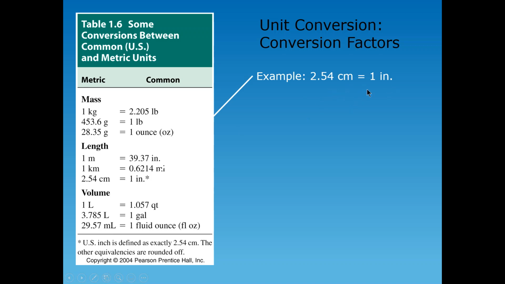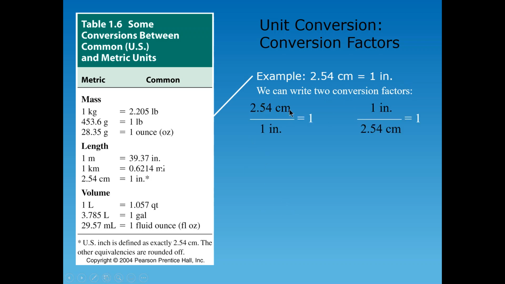And let me just say that that relationship is by definition, as stated here. The US inch is defined as exactly 2.54 centimeters, right? So this is an exact relationship. All other relationships between metric and non-metric units are basically equivalences that are rounded off, which means that they're measured values, all right? So we can write down what we call two conversion factors, which represents this relationship, right?